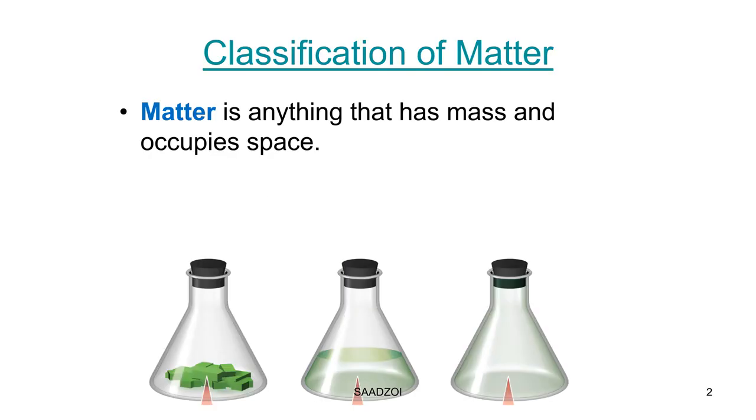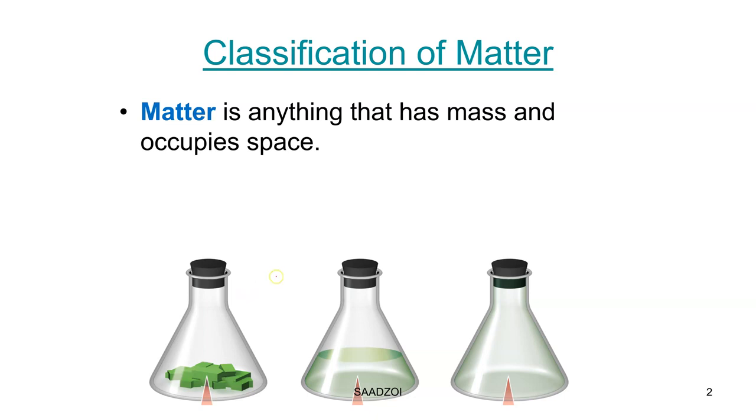So classification of matter. Anything that has mass and takes up space is considered matter. So anything that has mass and volume, basically. Occupying space is basically a definition of volume. The amount of space something takes up is how much volume it has. So in the picture, you'll see three different examples.